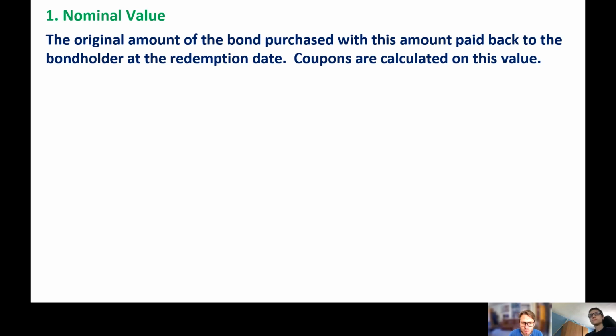Okay, so hopefully you've written those down and you've got some answers to those. So the first one was the nominal value. So this was the original amount of the bond purchased when it was originally bought, and it's the amount paid back to the bondholder at the redemption date. So the coupons or the interest are calculated based on this value. So there are some other names that are given to the nominal value. So you might also see this called the par value, the face value.